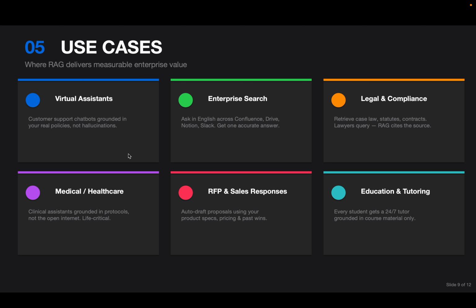Now use cases. If I talk about use cases, right? There are 6 use cases I'm giving, but that can deliver measurable ROI. Virtual assistant, right? Let's say a customer support chatbot grounded in your real policies. No more wrong answers, right? Enterprise search, right? This is asking in plain English across Confluence, Notion, Google Docs, or so many docs, or your databases put into RAG.